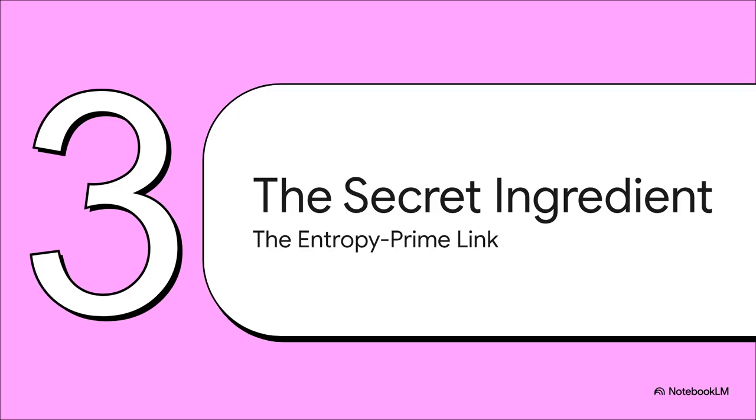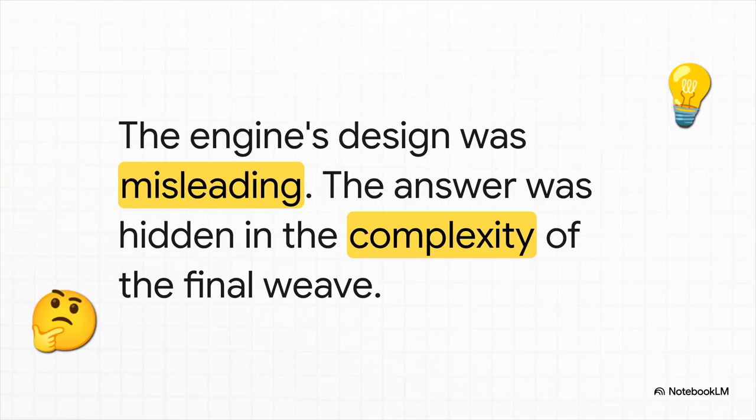Okay, but wait. This simple process still doesn't explain that crazy inversion we started with. Why on earth would the suppressor engine end up amplifying primes? The researchers started to realize the answer wasn't in the engine's blueprint itself. No, it was hidden in the, let's call it the texture of the final weave that got created. The problem was they needed a way to actually measure that texture. Turns out, they'd been looking in the completely wrong place.